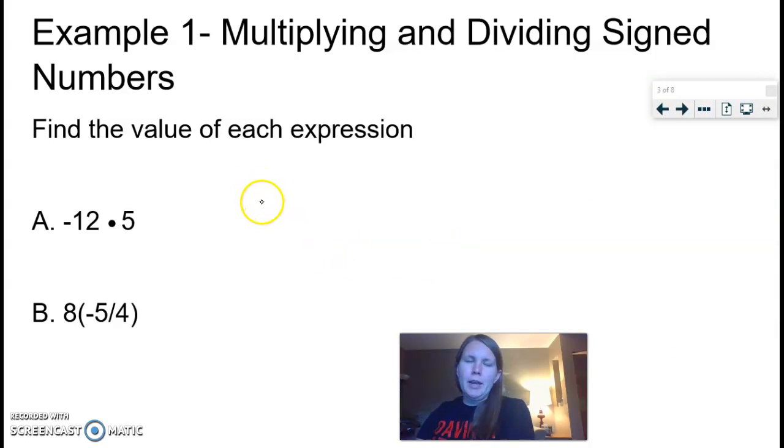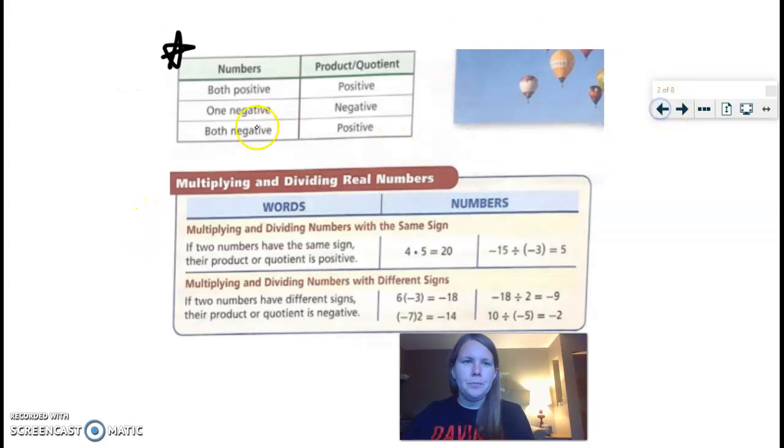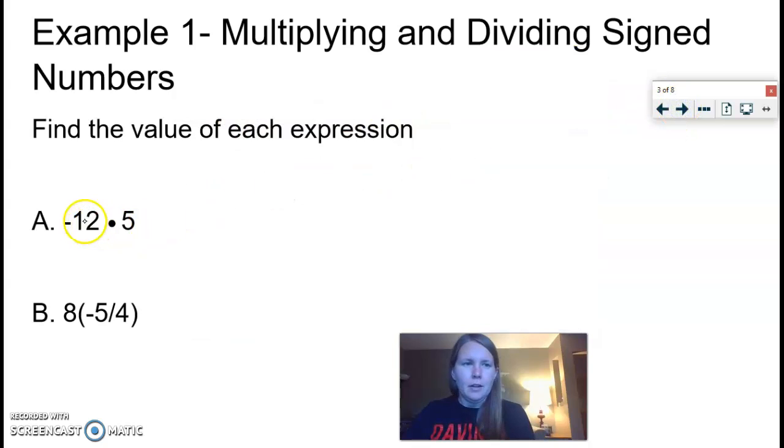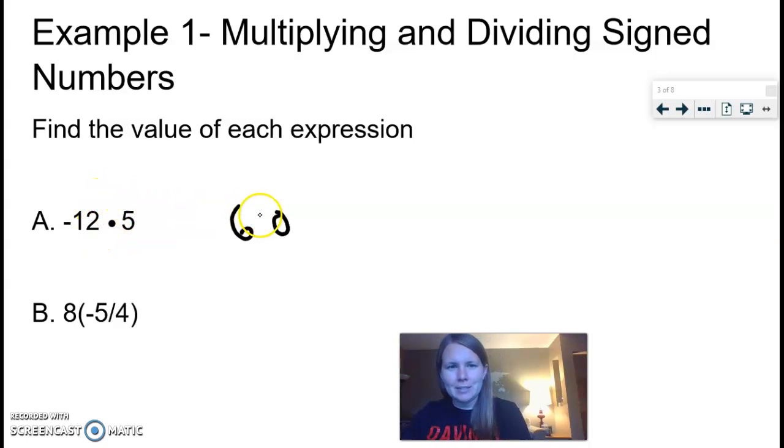Example 1 is multiply and divide signed numbers. Find the value of each. Again, we're going to think about looking at the signs. In this case, I've got negative 12 times 5. They are opposite signs, so when you have one negative and one positive, you're going to have an answer that is negative. So I'm going to take 12 times 5. 12 times 5 is 60, because 1 times 5 is 5, 10 times 5 is 50, 2 times 5 is 10, so you get 60 when you add the two together. Keep that negative sign.